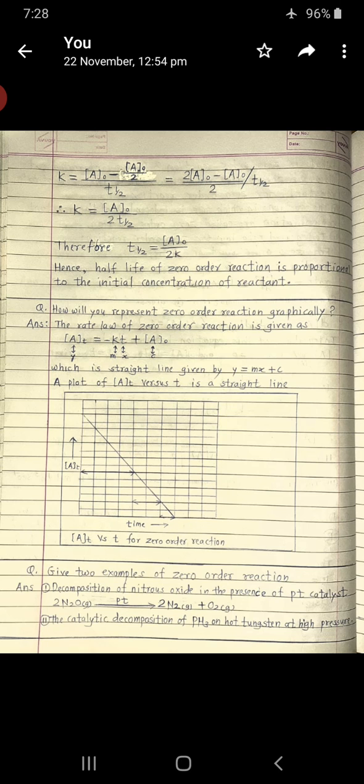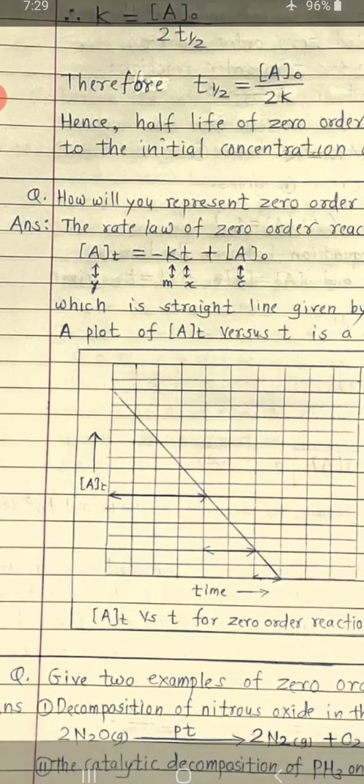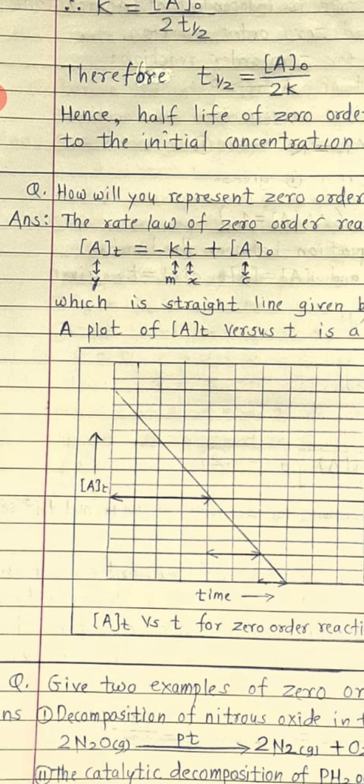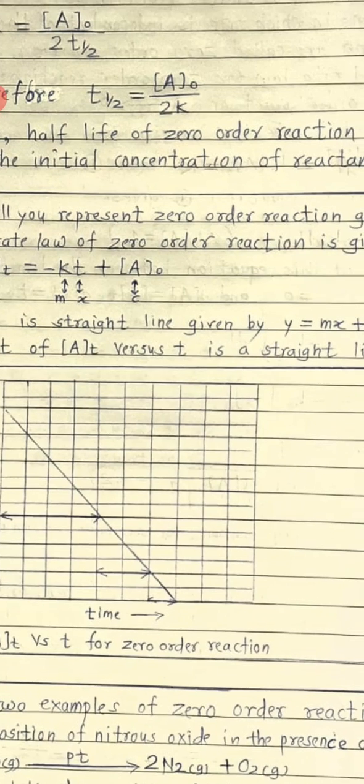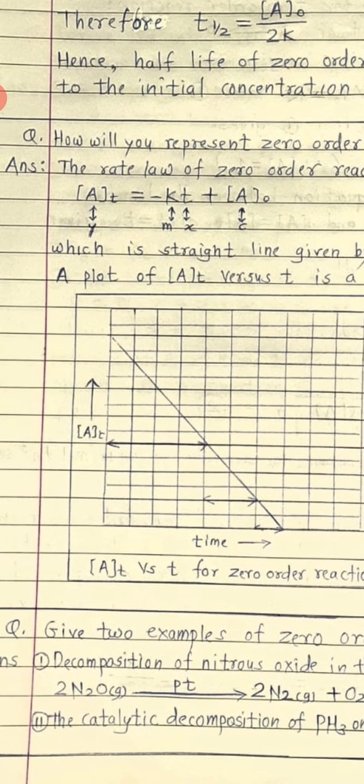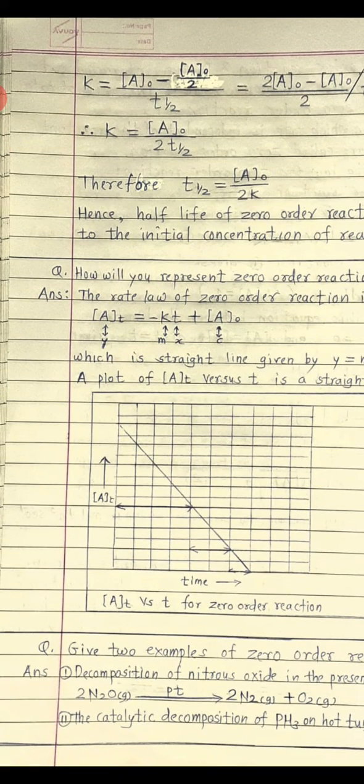So, this equation is of the type y is equal to mx plus c, and it is a straight line. When we plot a graph of At versus time t, a straight line graph is obtained with negative slope. When a graph of concentration of A at time t is plotted against time, it gives a straight line with a negative slope. So, At versus t for a zero order reaction, this is the graphical representation.